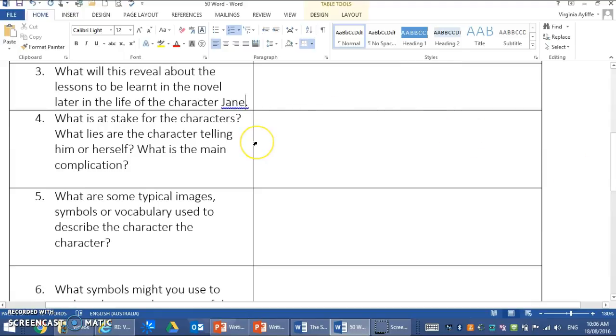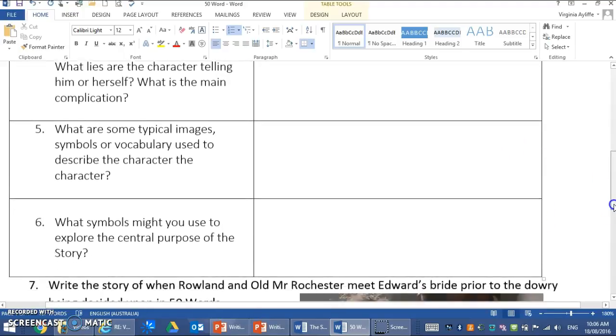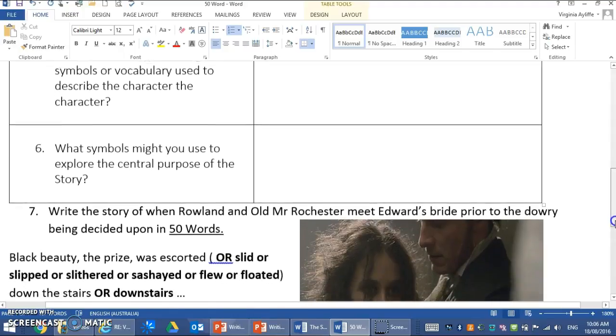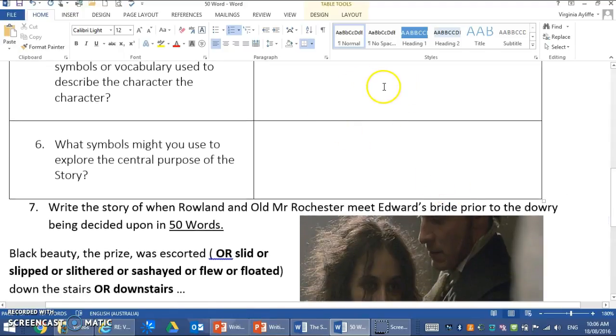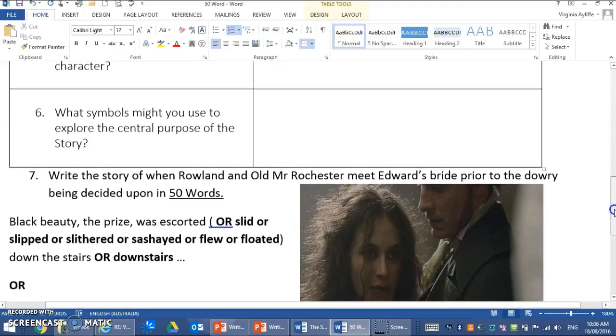Are they Gothic images? Are there certain colours that are normally associated with that character? Does that character use particular dialogue, interact with other people? Are there symbols, for example, birds, that might be useful for your character's story? So ask yourself, all right, of all those character symbols and understanding of the character we have in the text, what might I particularly use? And then we're going to craft a 50-word short story.